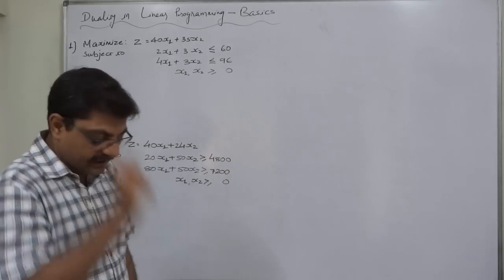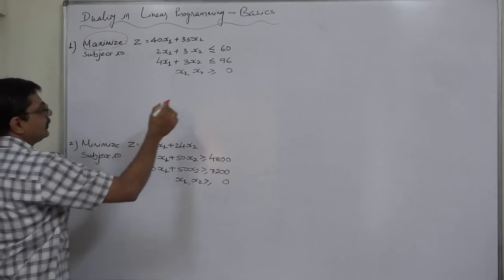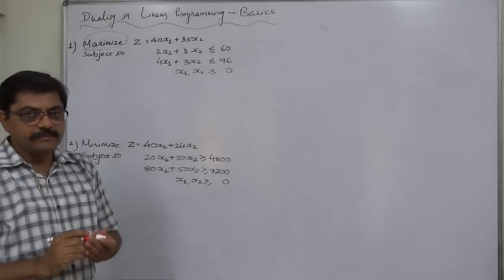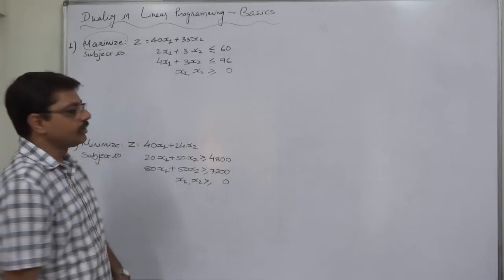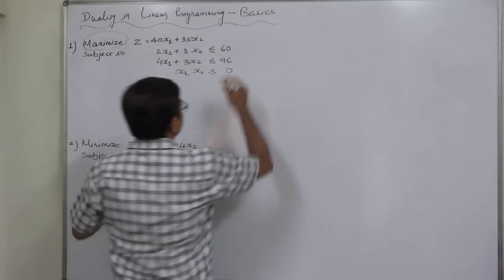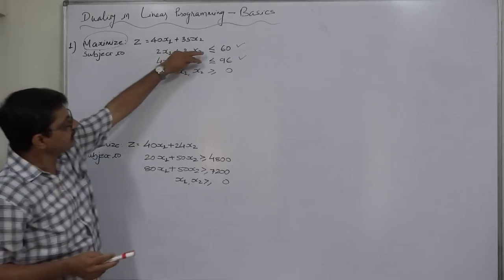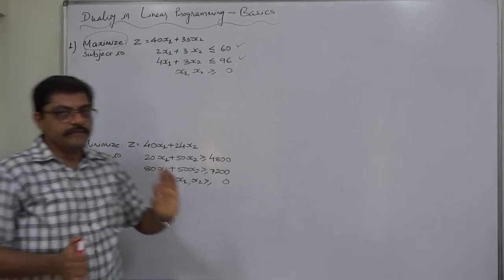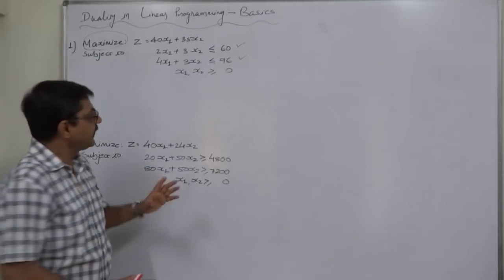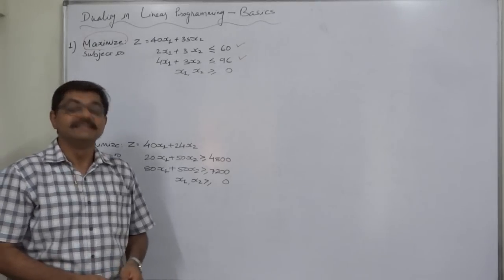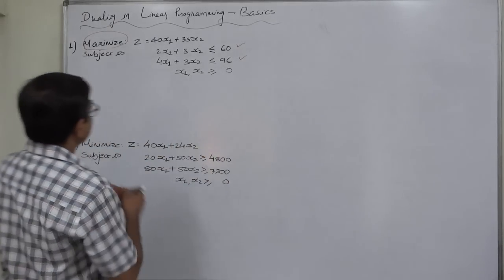First of all, checking: what is the objective? Maximize. If the objective is maximization, the signs of all the constraints in the primal must be less than or equal to. Yes, they are less than or equal to. In both constraints, the signs are less than or equal to, which matches the objective. So, we can directly write the dual of this primal. So, this problem becomes the primal for us.